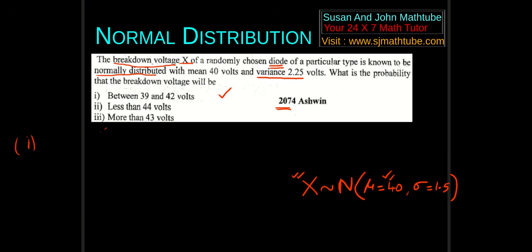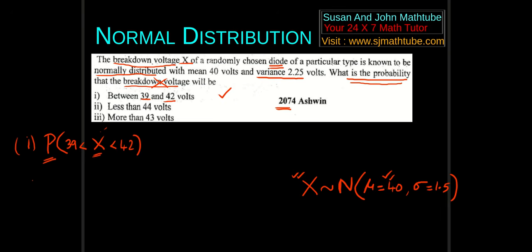In the first part, they are asking what is the probability the breakdown voltage, that is capital X, will be between 39 and 42? That is, we are interested in the probability that breakdown voltage, which we denoted by X, is between 39 and 42. So this is the mathematical equivalent: probability the breakdown voltage lies between 39 and 42.